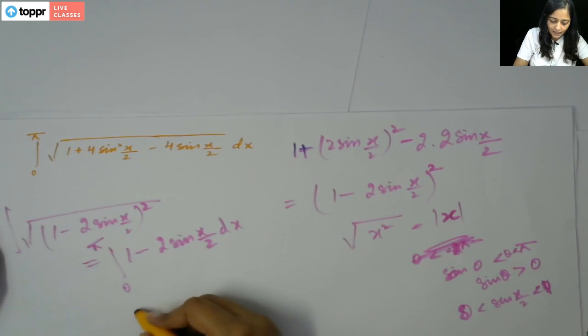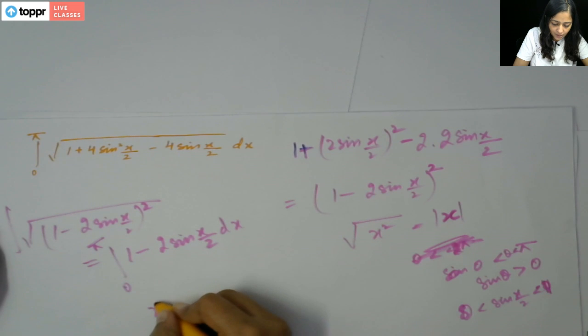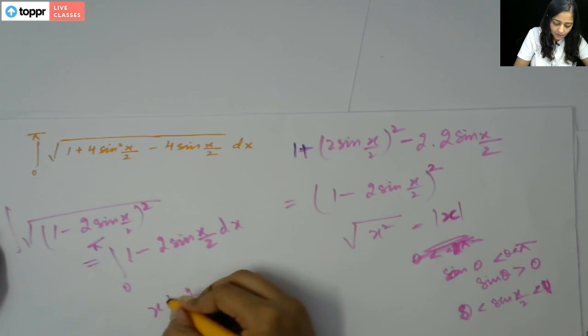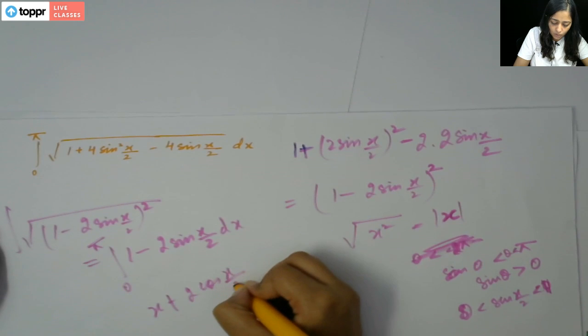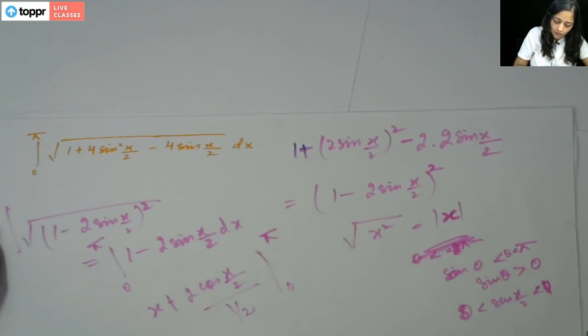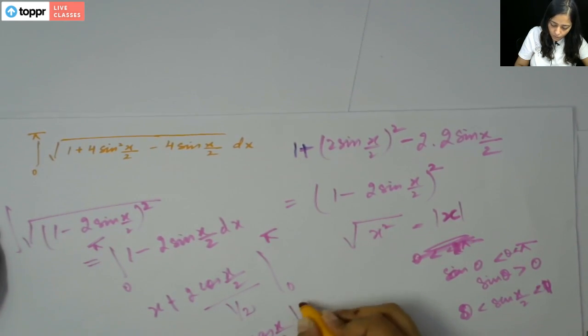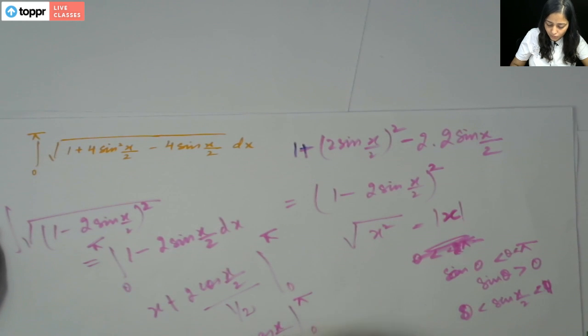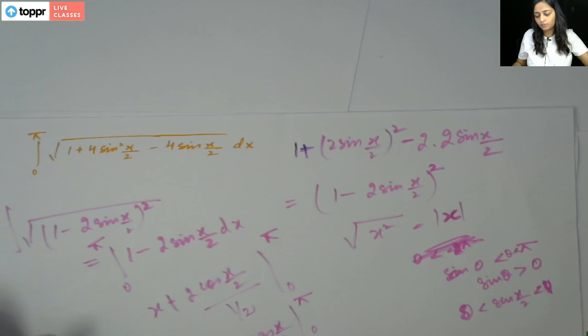So now you can directly integrate it. Integration of 1 is x and of sine x by 2 is minus 2 cos x by 2 divided by 1 by 2, integration from 0 to pi. So we get x plus 4 cos x by 2 from 0 to pi. If we substitute pi, this is pi plus 4 cos pi by 2 which is 0, and if we substitute 0, cos of 0 is 1, so this is minus 4. So the answer is pi minus 4.